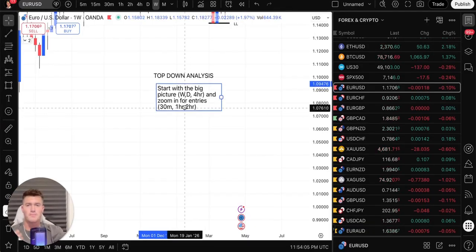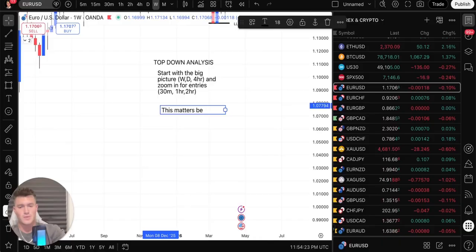So why does this matter? This matters because, for one, it prevents trading against the trend, improves accuracy, and helps you find better entries.